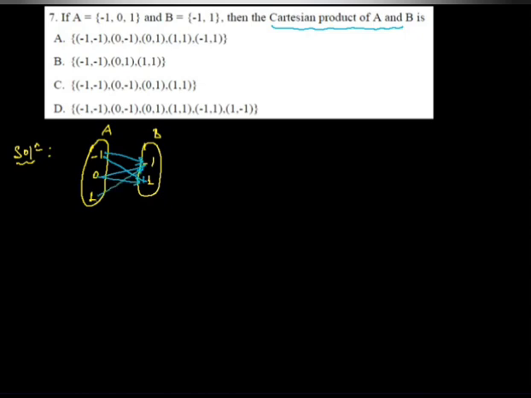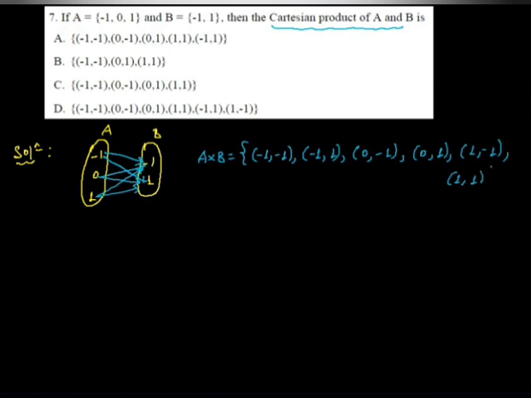We take all these things. So what will A cross B be? The A cross B for these two sets is minus 1 with minus 1, minus 1 with 1, the third option 0 with minus 1, 0 with 1, 1 with minus 1 and 1 with 1. These are the ordered pairs in A cross B. So the answer for this will be D.